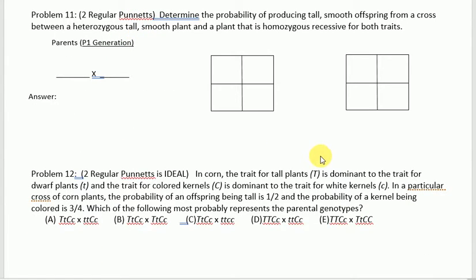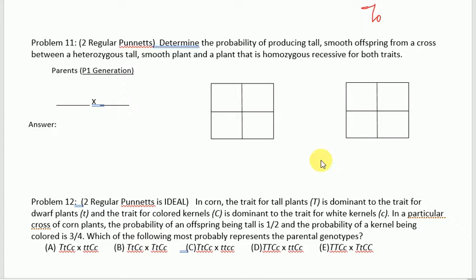Okay, so the next problem is the same thing, except we are going to do it with 2 regular Punnett squares. So we're going to have the same cross, big T, big S, little s, and then T, T, S, S.